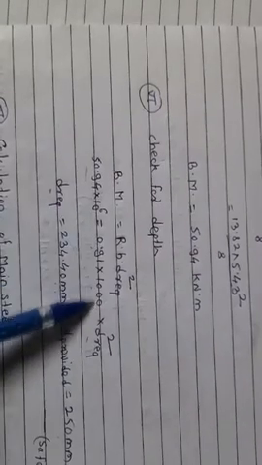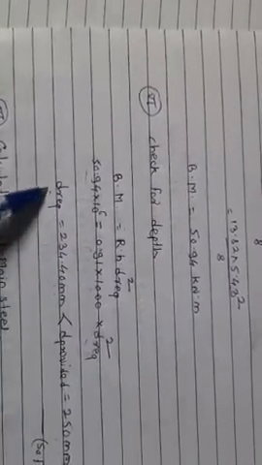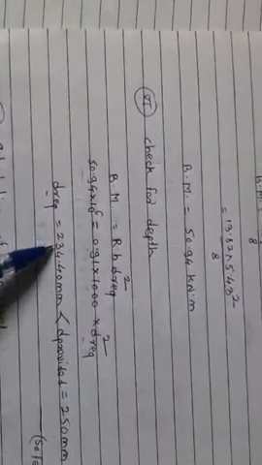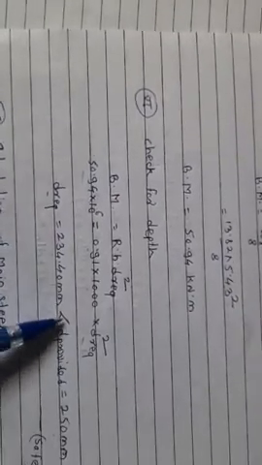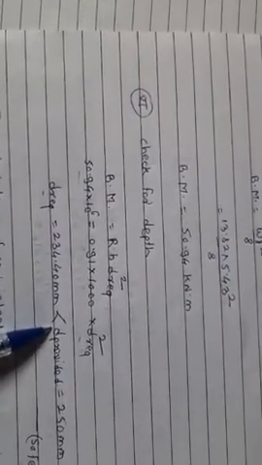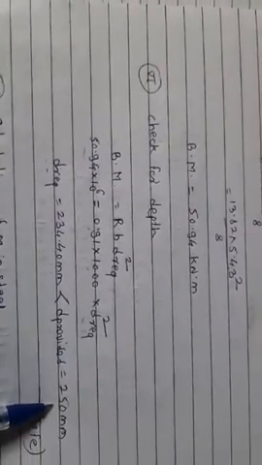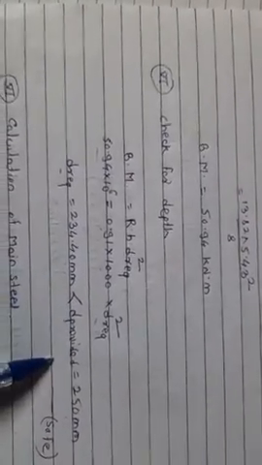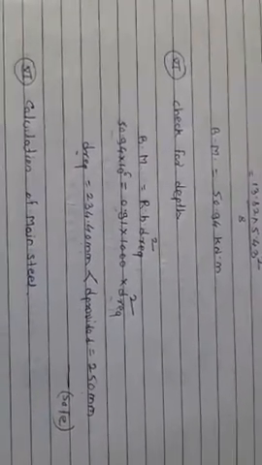After simplifying this, we get the value of D required. So this D required is equal to 234.40 mm. And what is the value of D we are providing? We are providing 250 mm. So D required is less than D provided. Hence the design will be on the safer side.